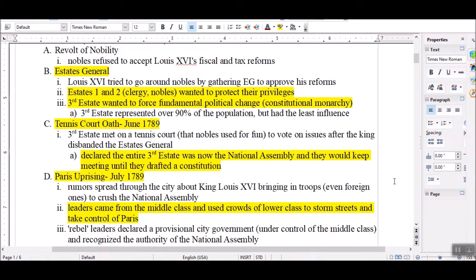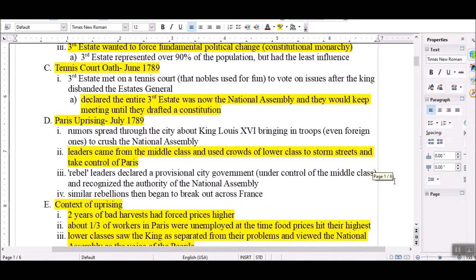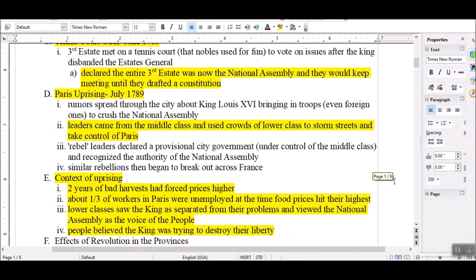So the third estate gets together. They come to a decision that they will become the National Assembly now. They are no longer the third estate. They are the National Assembly, representing the vast majority of the kingdom, and they are going to continue meeting until they draft a constitution, which is going to take a little while. And they follow through, so, props. Just 1 month later, there's going to be rumors that Louis XVI is bringing in troops, even possibly foreign troops, to crush the National Assembly.